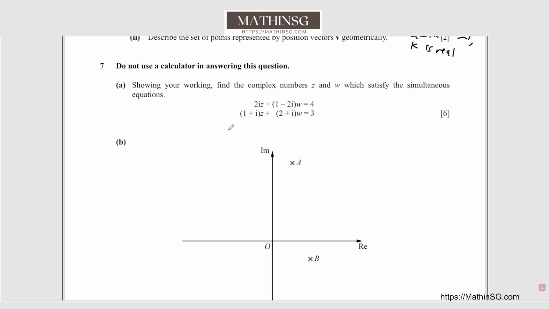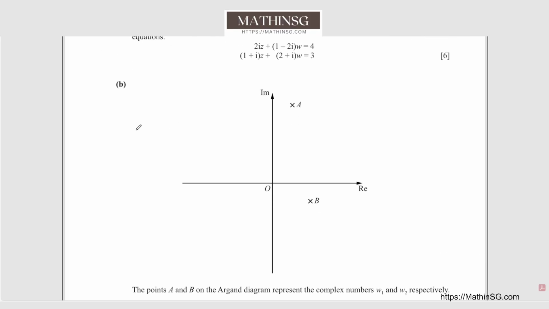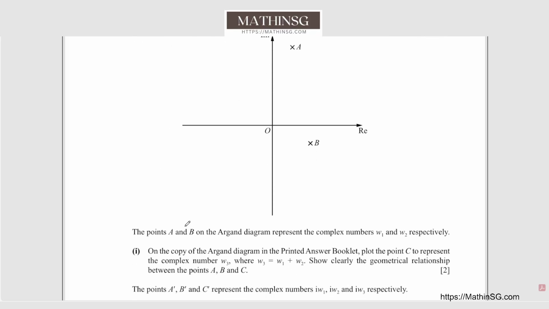Alright, now let's move on to part B. For part B, you are given that points A and B on the Argand diagram represent the complex numbers w1 and w2.